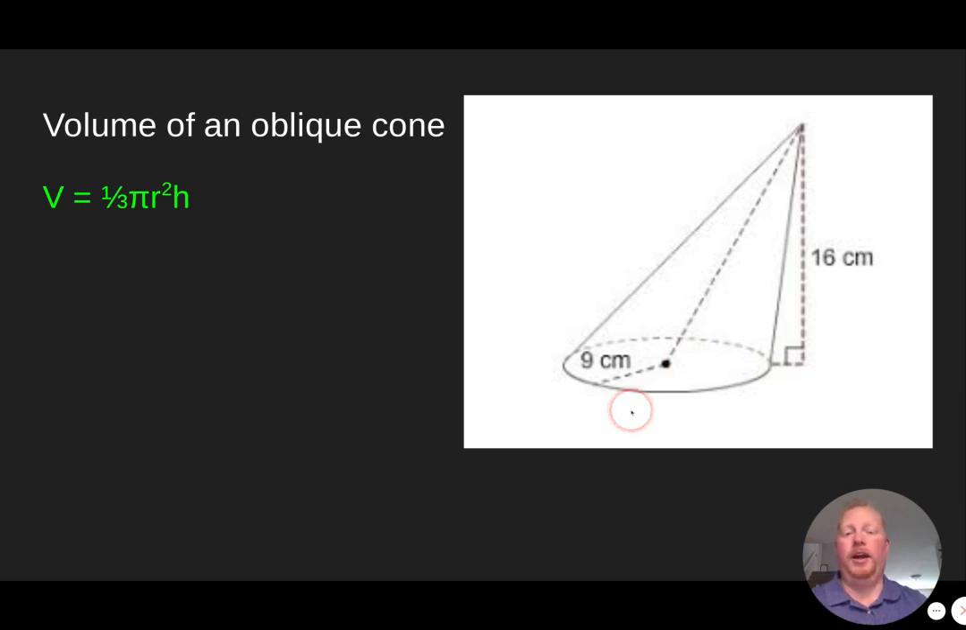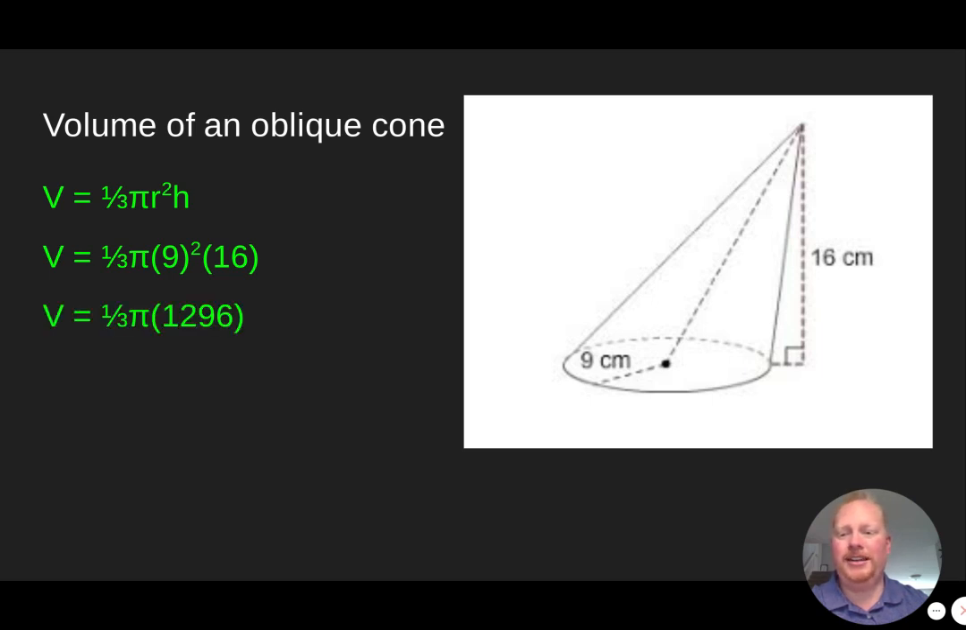But for an oblique cone, the formula doesn't change. It's still 1/3 pi r squared h. So you plug in the 9 for the radius, the 16 for the height. You get 1/3 times 1296, which just turns into 432 pi. So whether it's oblique or whether it's right, meaning the apex is directly above the center of the circle, it doesn't matter. You still use the same formula.